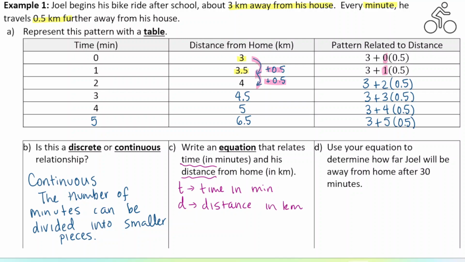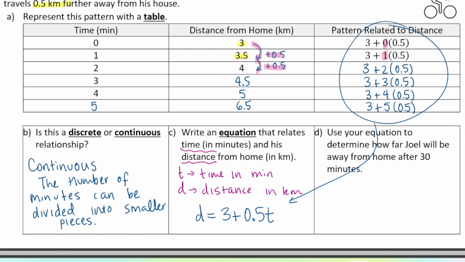So here's our equation. Distance is going to equal, and we're going to use this pattern to come up with our equation here. So see how every single one is starting with a 3, and then it's just going to be 0.5 times the number of minutes that we have traveled. So essentially that t is the time that has passed, and that's how many increments of 0.5 we're adding on to our distance. Okay, so that's our equation.